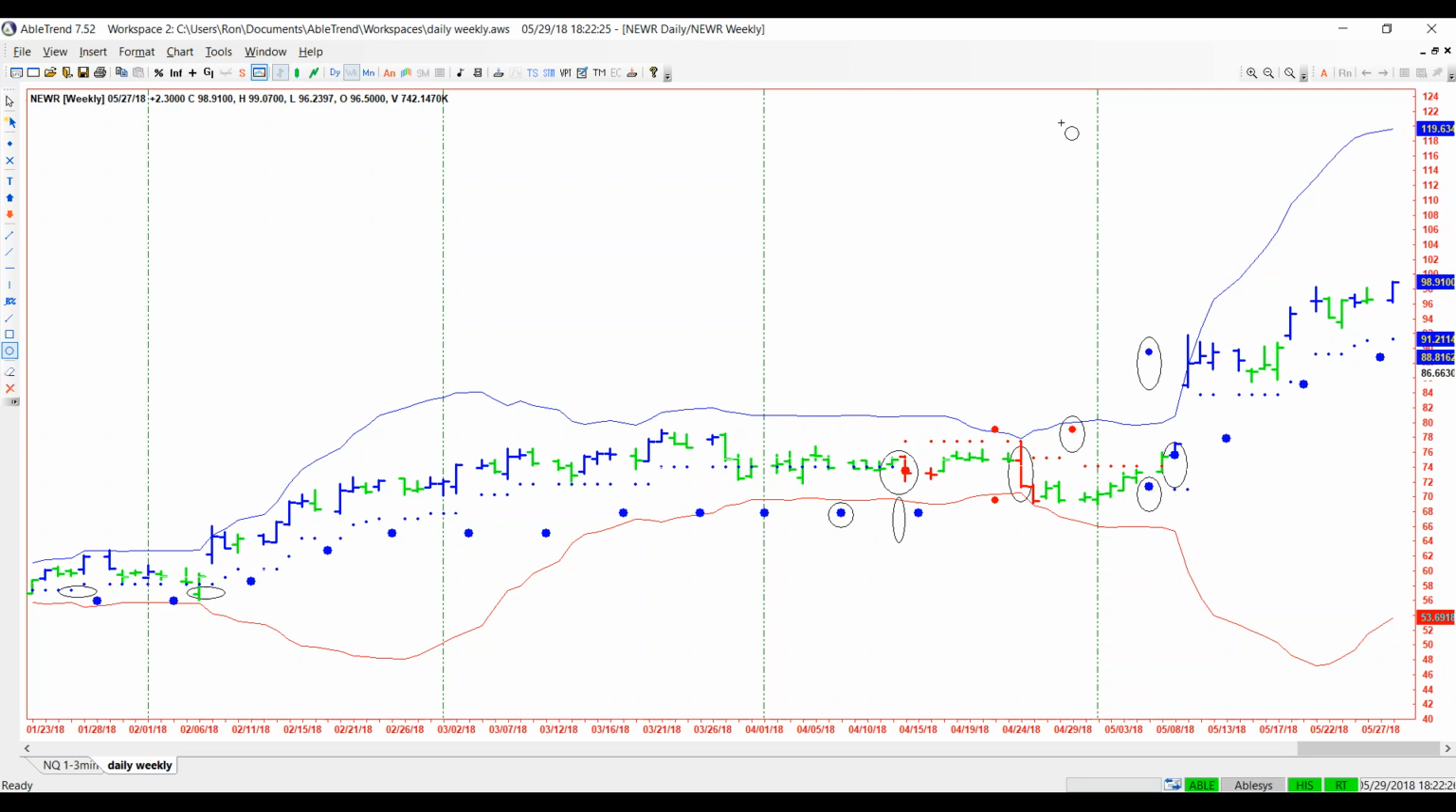Always glad to help. Ken says, Ron, daily, weekly charts is Able Trend 2? No, never. Ken, always Able Trend 3 on the daily and weeklies. Always. Why? Remember, Able Trend 3 is a much faster indicator than Able Trend 2.